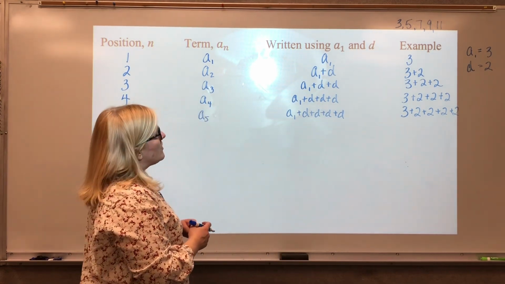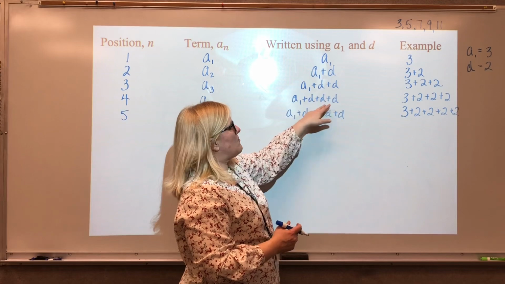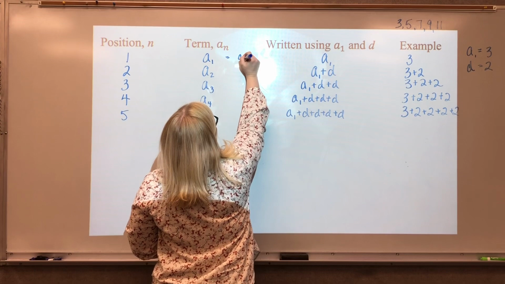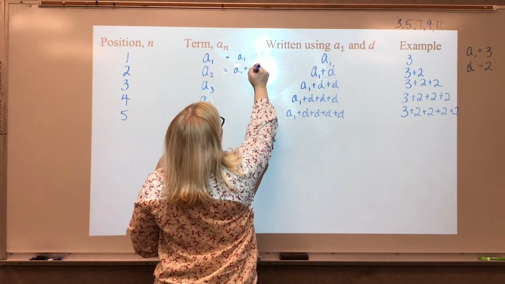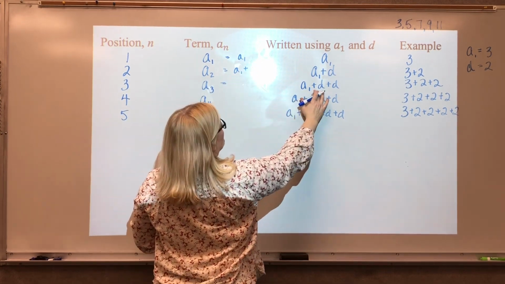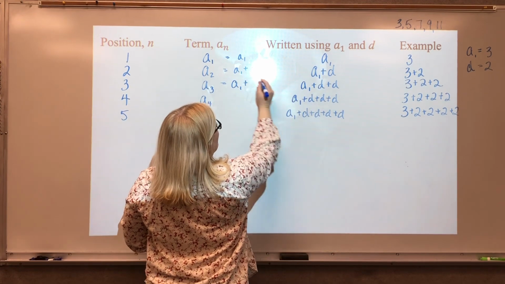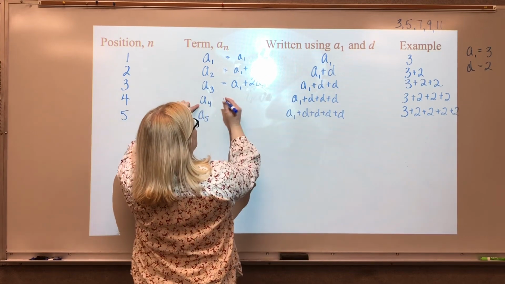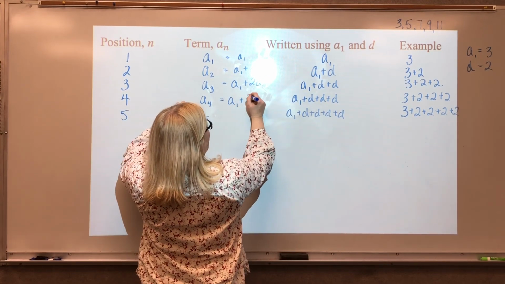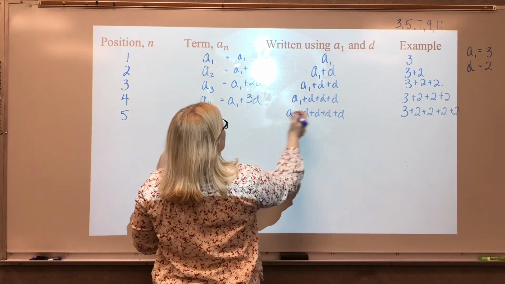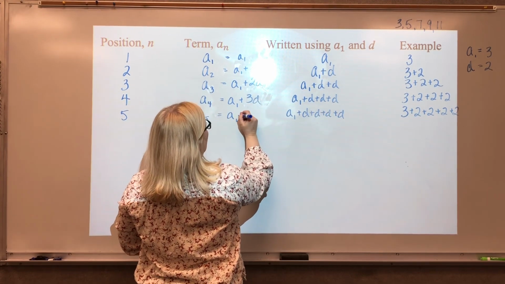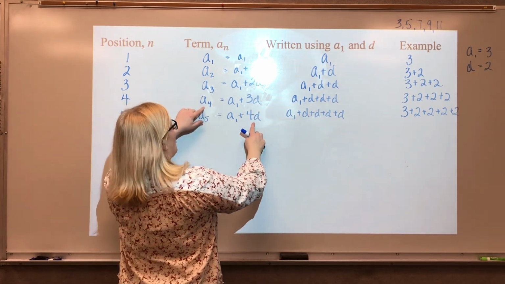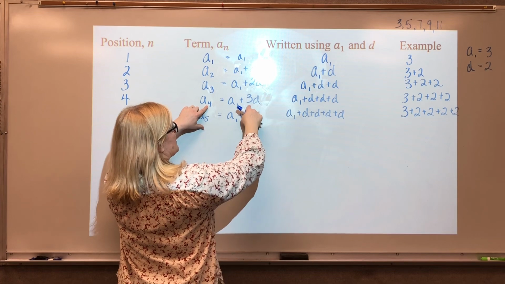All right, so you'll notice that the d's just keep adding up, right? So I can actually rewrite that. This one I can't, and this one I can't. Okay, but this one, I can rewrite this and say a sub 1 plus 2d. Right? And this one is a sub 1 plus 3d. And this one is a sub 1 plus 4d. Okay, so when I'm on my fifth term, I have 4d's. When I'm on my fourth term, I have 3d's, etc.